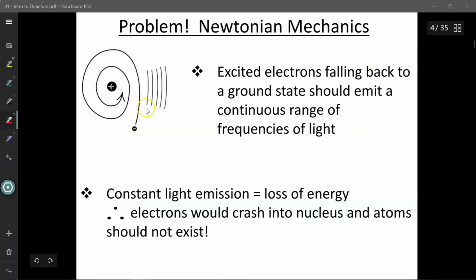And that's where we encounter our first problem, Newtonian mechanics. So with classical physics, we would expect an excited electron falling back to a ground state would emit a continuous range of frequencies of light. This constant light emission, according to classical physics, would cause the electron to crash into the nucleus and atoms shouldn't exist. But they do. So obviously, Rutherford's model of the atom isn't quite right.